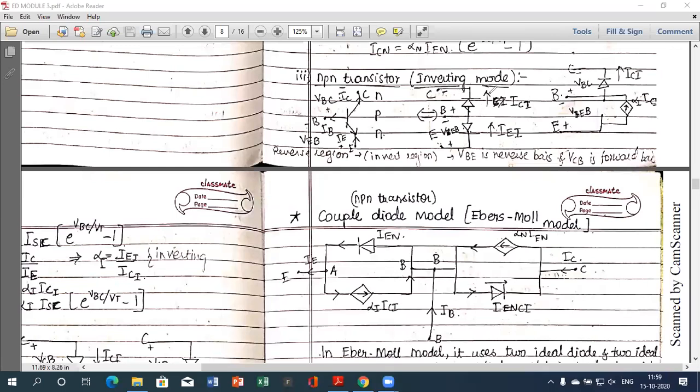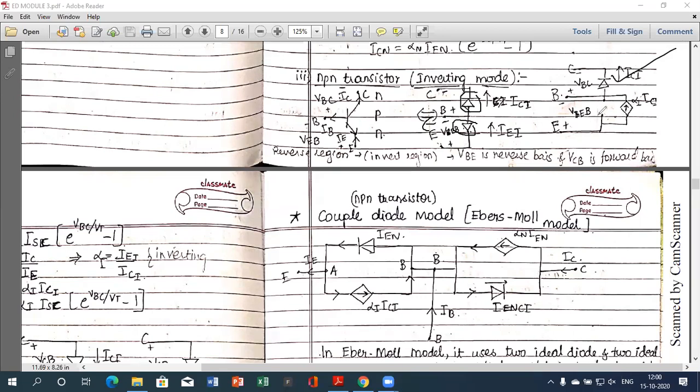The diode directions will be the same, but now this becomes reverse biased, this becomes forward biased. That's why it is called inverting mode, opposite to active mode. So here, according to this, the direction of current is exactly opposite. This is the base current which flows in this direction. Now looking at this, we have to draw the equivalent circuit in terms of diode and the current source. So this is forward biased, so keep it as it is.